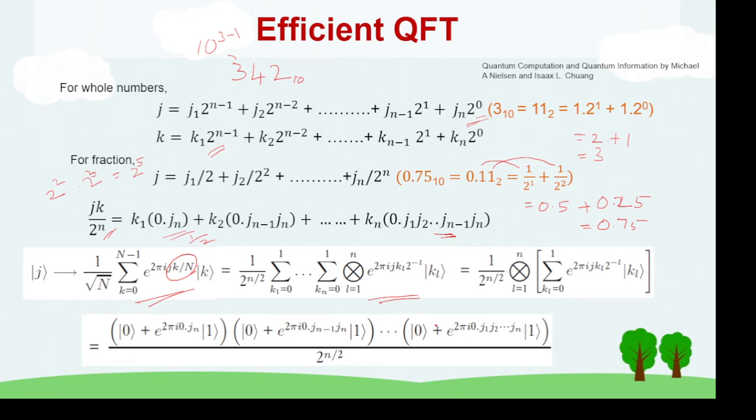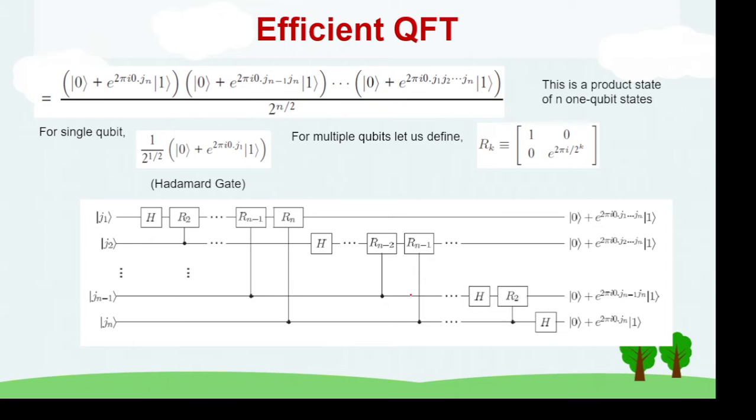Okay, so is there any advantage of writing this way? Yes, there is a big advantage. Now we have got a product state, multiplying each one, right, of n 1-qubit states. This is the big advantage. Now we can segregate and they are not entangled. So it becomes easy to handle.